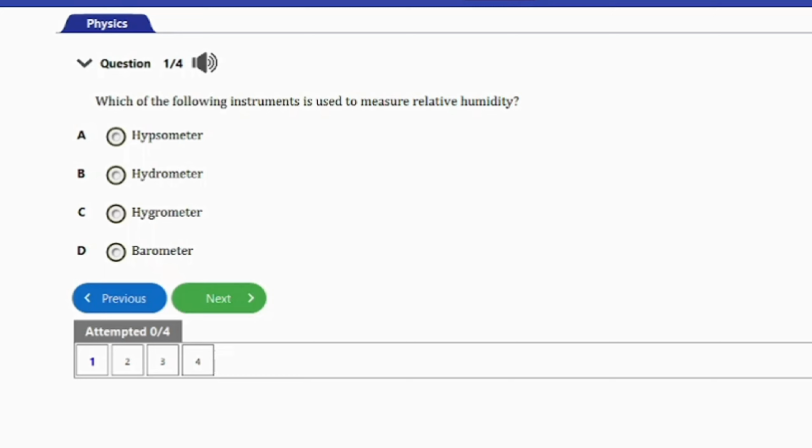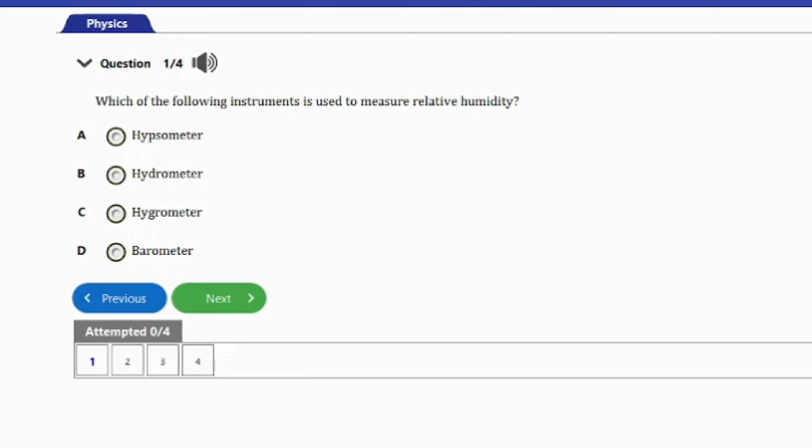first question already. It says, which of the following instruments is used to measure relative humidity? We have A, hypsometer, B, hydrometer, C, hygrometer, and D, barometer. So guys, the answer to this question is option C, hygrometer. And that's it for this question.